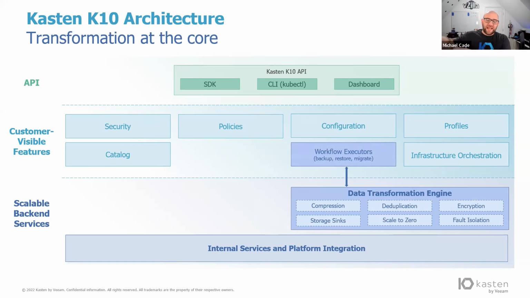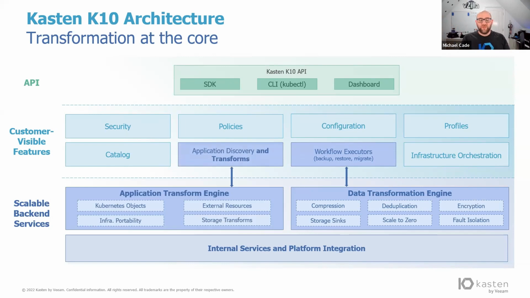Then from a data transformation engine, when we're sending that data off into our profiles, we're also considering things like compression, dedupe, encryption as well. And then from that transform point of view, we have the ability to transform what that application looks like when we restore it in that secondary location. So whether that be external resources that are linked to that application using config maps, whether that be storage transformations like I just ran through, changing from storage class A to storage class B.